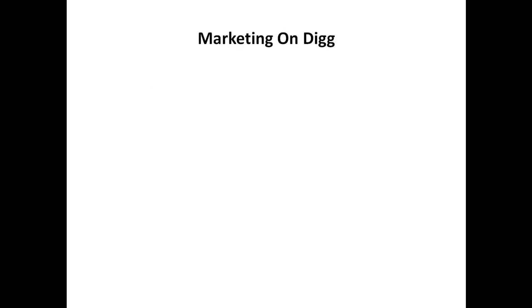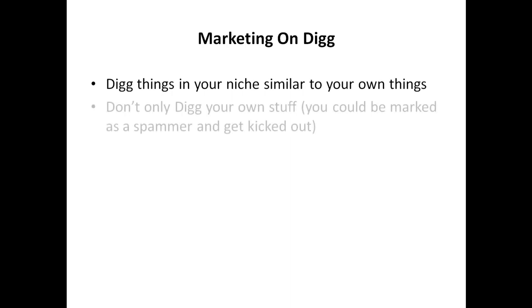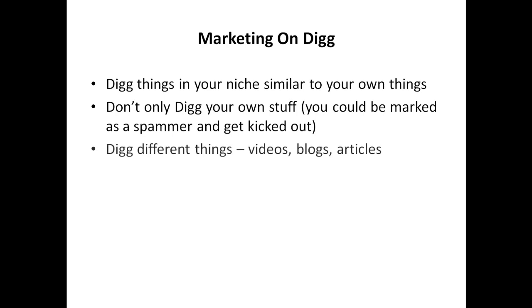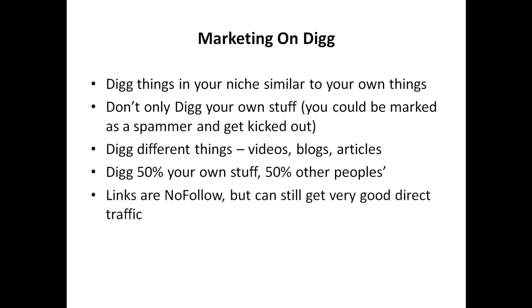How to market on Digg. Dig things in your niche that are similar to your own things. Don't only dig your own products and sites. That could look like a spammer, and you could be kicked out of the Digg site. Dig different things, videos, blogs, articles. Make sure that you dig about 50% of your own sites and products and 50% of other people's. Even though the links are no follow, they will still get you good direct traffic.